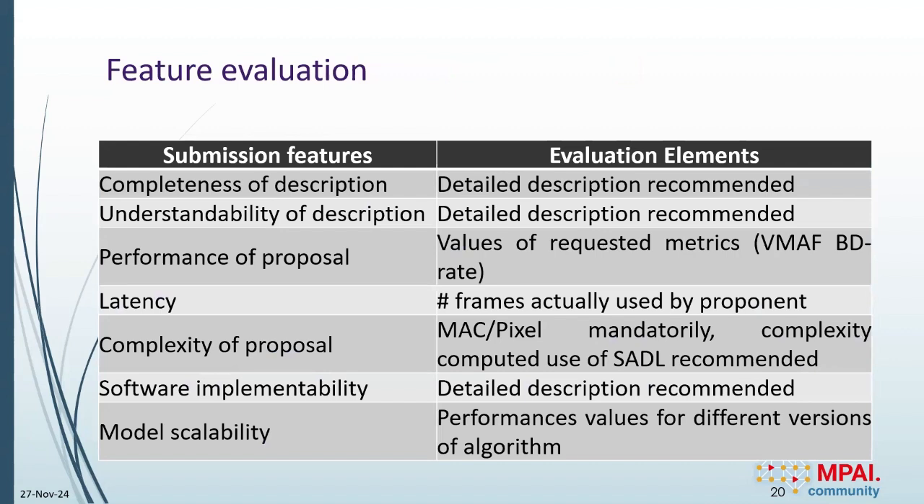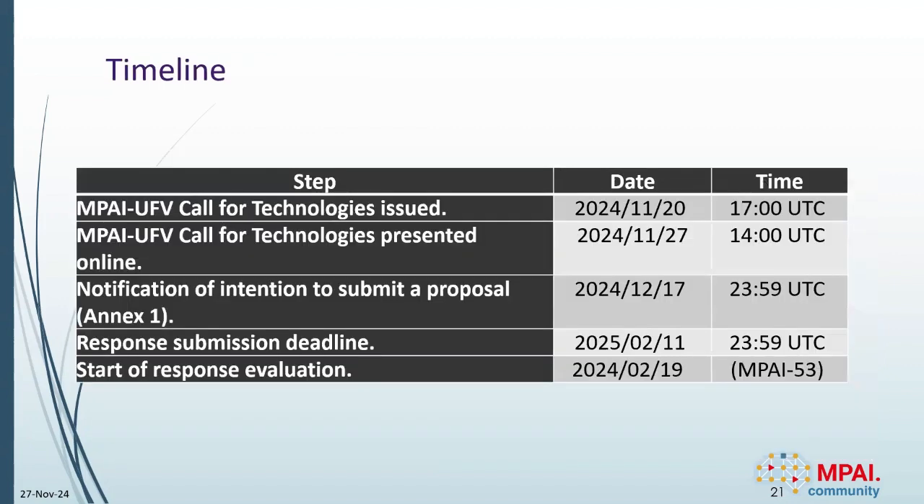Which are the features that will be considered? Completeness of description, understandability of description, performance of proposal, which of course is very important, latency, complexity, software implementability, and model scalability. And here you have a summary description of what all these words mean. Please consult the text of the call, where you will see more details.